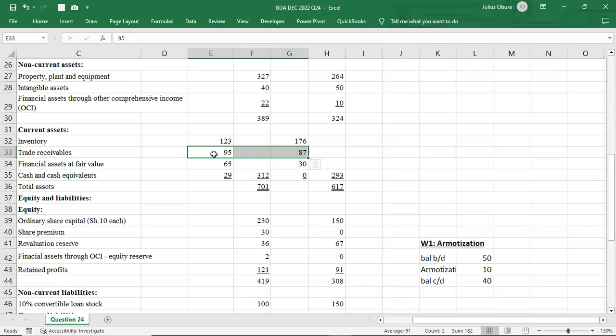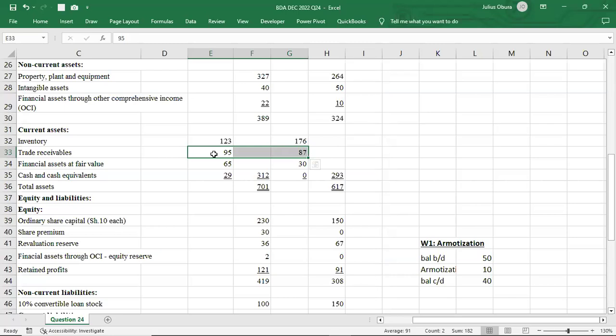The question is, if we have a decrease in receivables, is that a cash inflow or a cash outflow? Because generally that is what we are looking at, whether we have a cash inflow or a cash outflow. Now, receivables arise from sales. It means that when we have a decrease in our receivables, we have collected money.